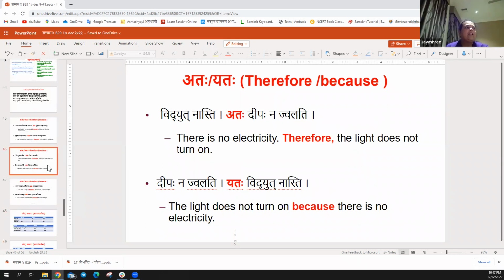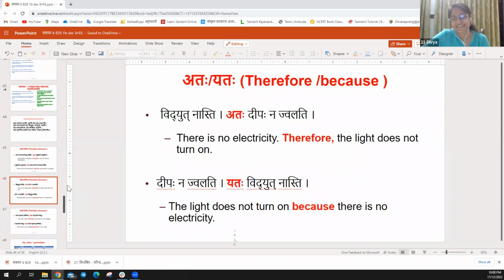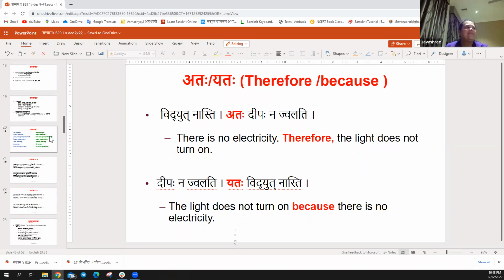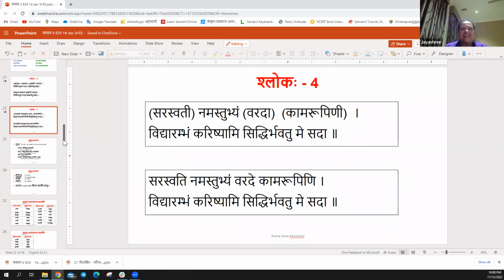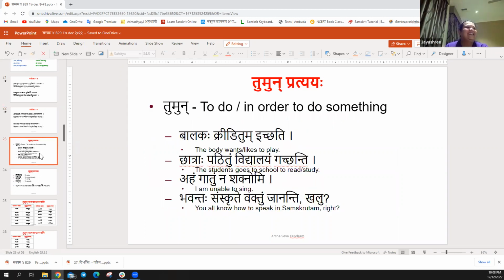Yeah, we did this last class, I think. अतः, यतः, yeah, we did it. All right. Very good. Nice. You try to attempt more sentences. That's good.